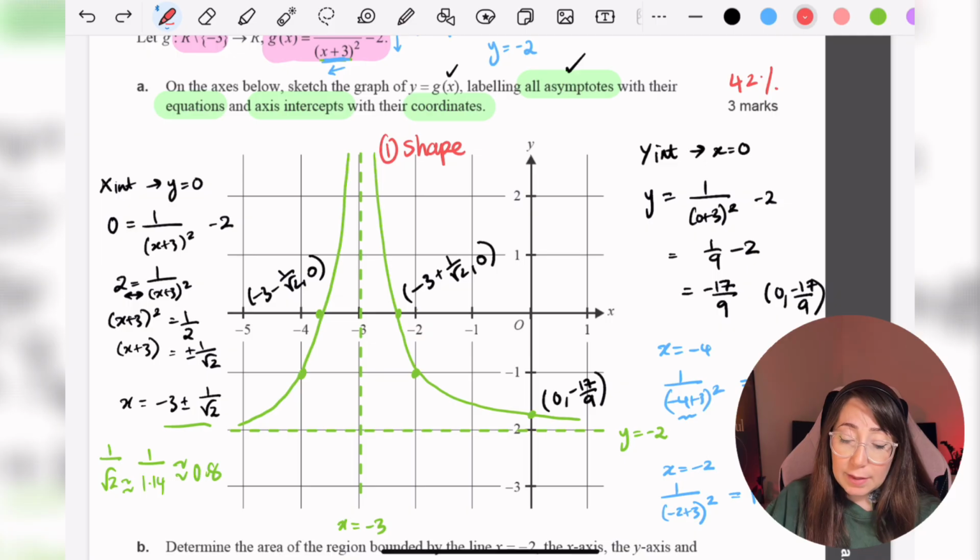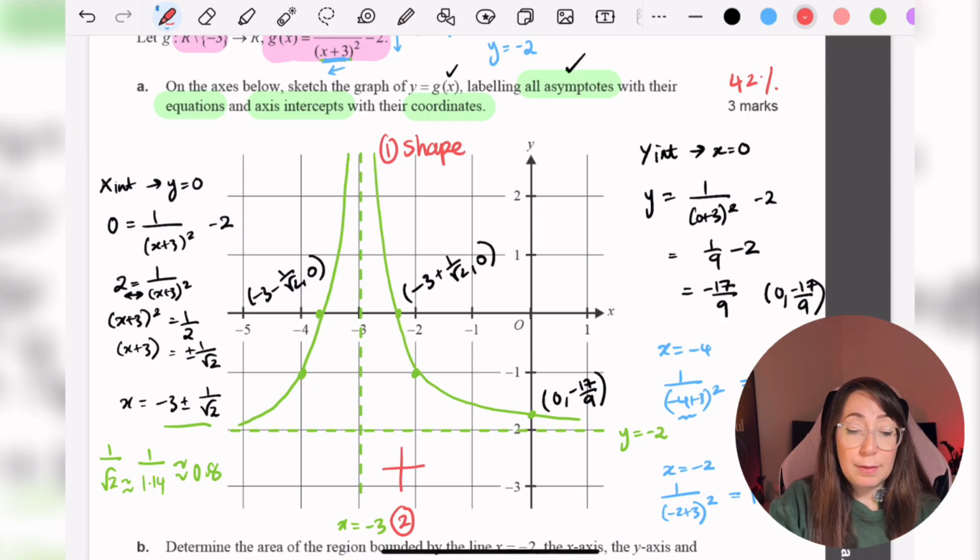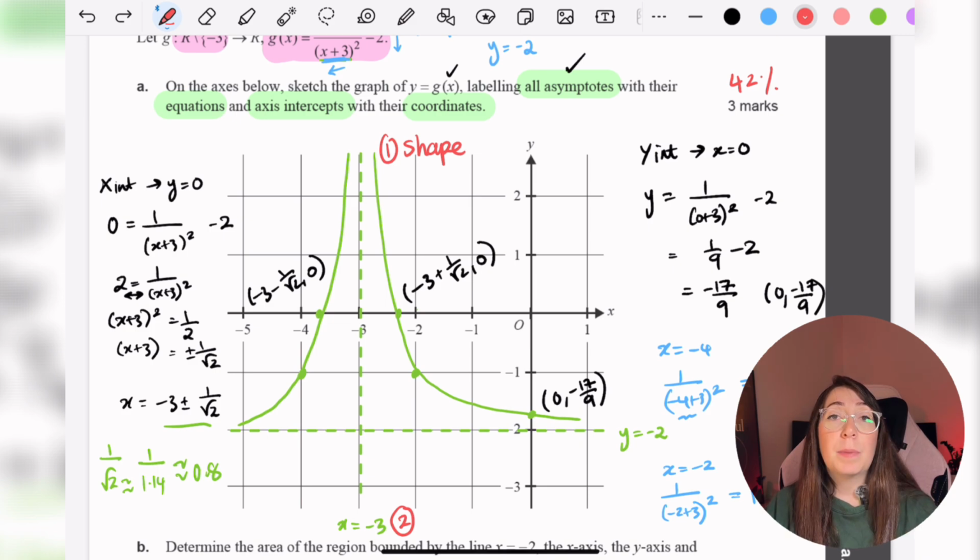Next thing, the second mark was assigned to the asymptotes themselves, so drawing them in clearly and also writing in their equations. One thing they noted is that if you drew your asymptotes using solid lines, you did not get the mark, and the reason for that is that solid lines indicate it's part of the graph, whereas the asymptotes are not part of the graph, we're just saying that they exist there.